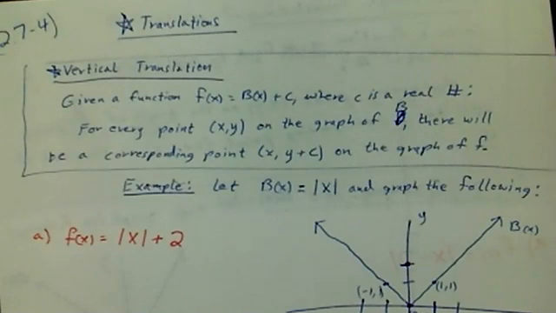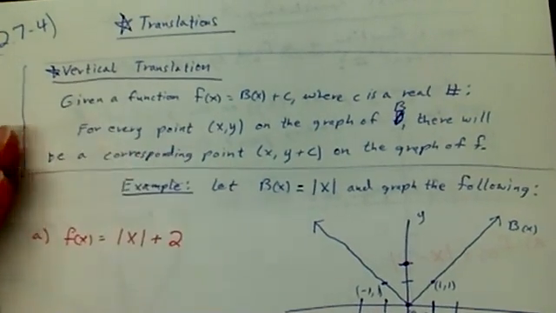Okay, guys, back to our transformations. Our last type of transformation is a translation. And the first one I'm going to talk about is called a vertical translation.